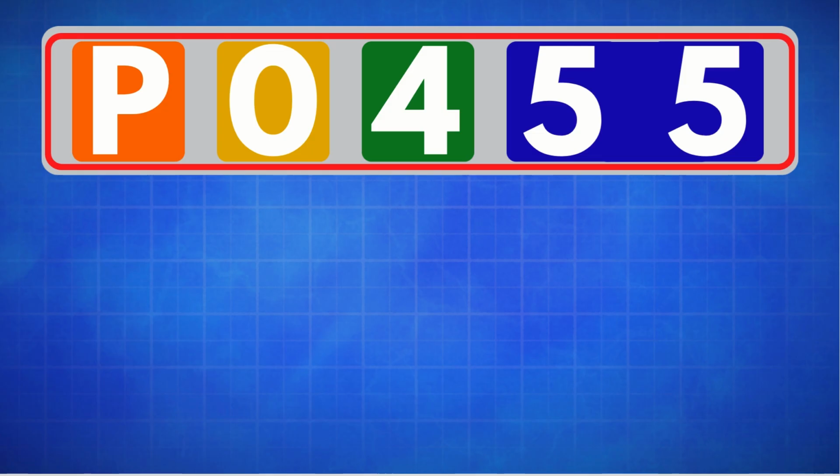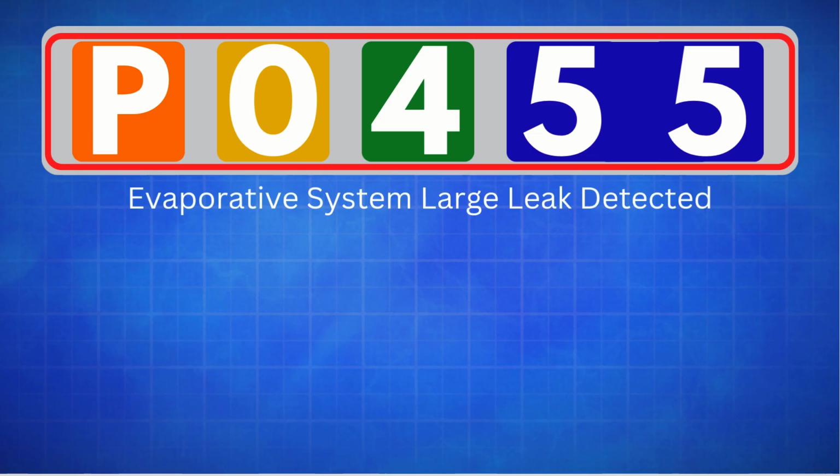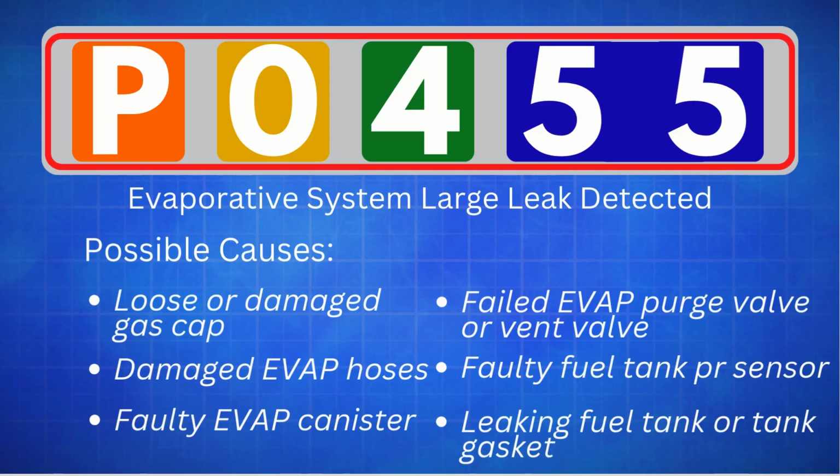Next, we've got P0455. This code tells us there's a large leak in the EVAP system. This code is triggered when the ECM detects a large leak in the EVAP system, which is responsible for capturing fuel vapors from the fuel tank and preventing them from being released into the atmosphere. A large leak in the system means that the fuel vapors are escaping, which can increase pollution and affect engine performance. Common causes for P0455 include loose or damaged gas cap. This is the most common cause for P0455.